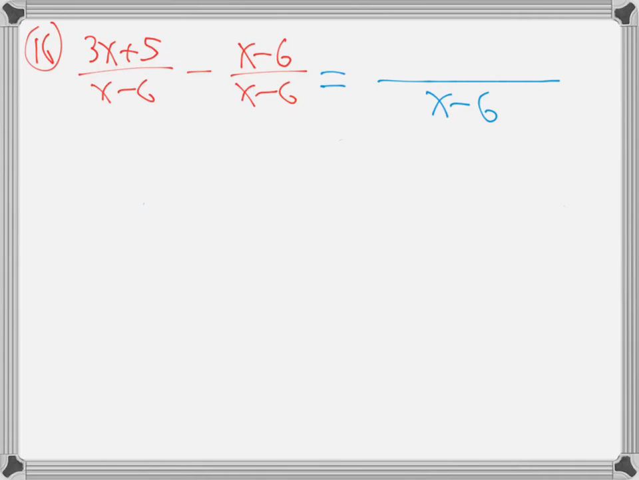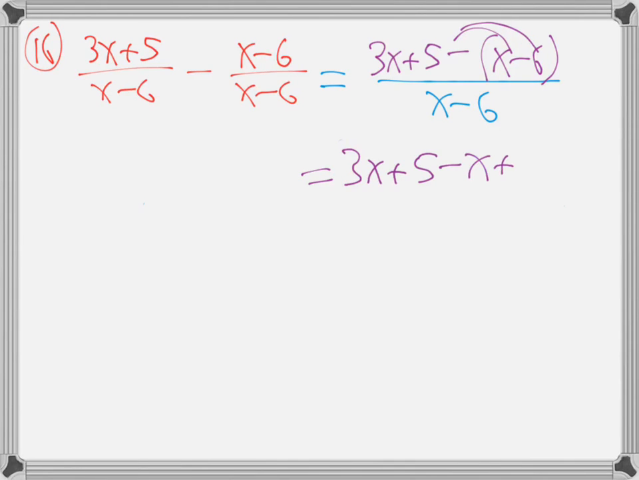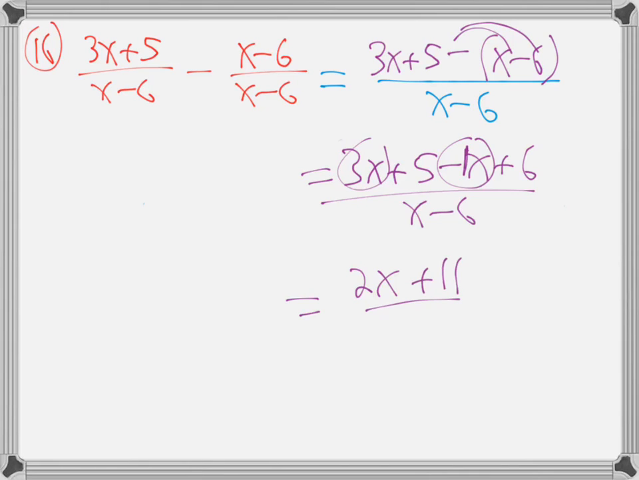So it's going to be 3x plus 5 minus. The trick is you've got to parenthesize that x minus 6 because you're subtracting the entire x minus 6. It's going to go like that. So we're going to get 3x plus 5 minus x plus 6. And so that's 3x minus 1x is 2x. 5 plus 6 is 11 over x minus x. There it is.